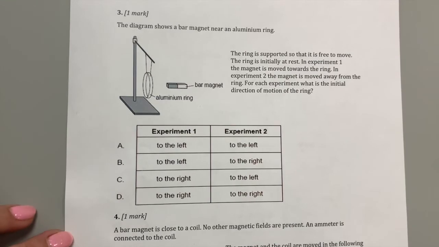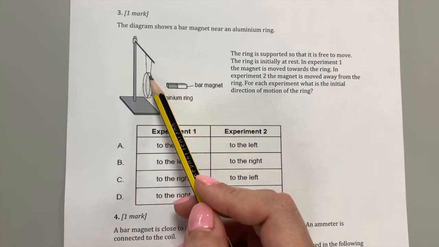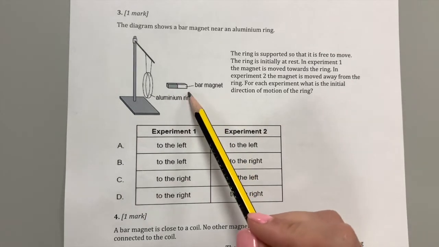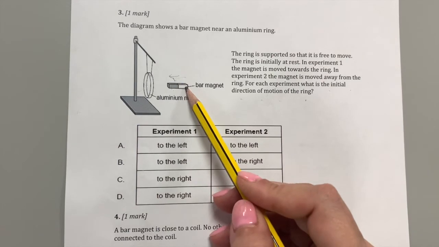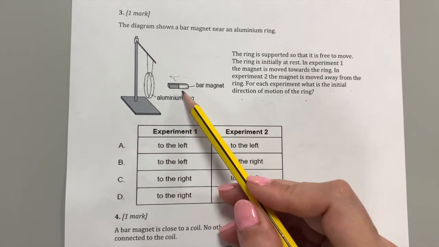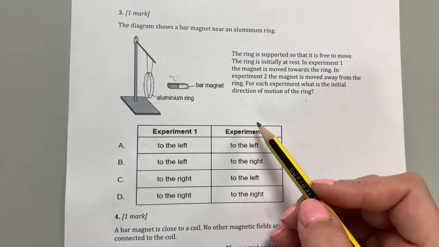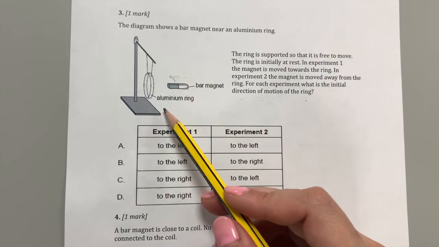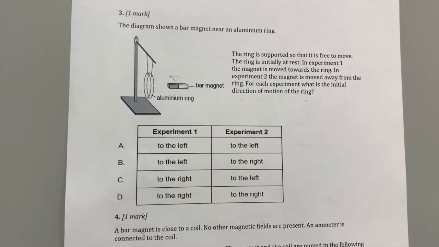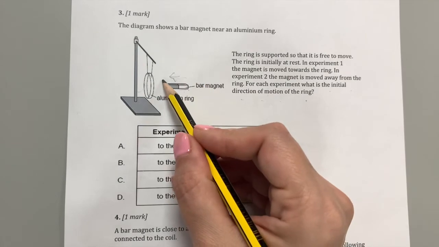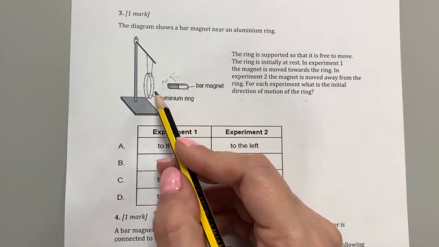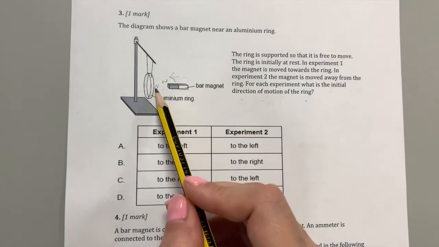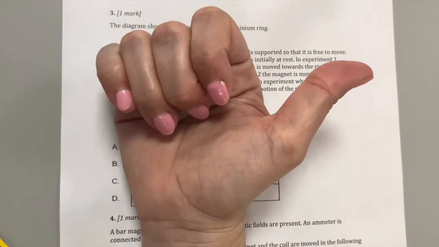In question number 3, we have an aluminum ring that is free to hang, and there's a bar magnet that is approaching. We don't know the polarity of these, but we know the opposition rule. Lenz's law states that the induced current will be in a direction such that it will oppose the change. Let's say this is a north pole. There will be induced current on this coil so that its north pole is this way. So your right hand will be like that.